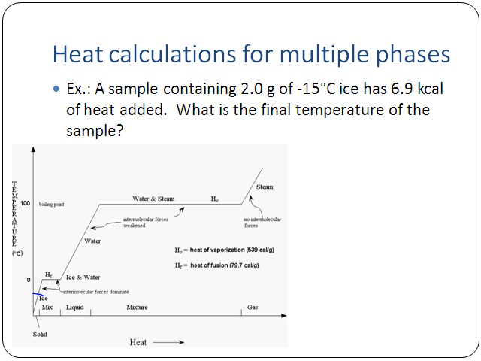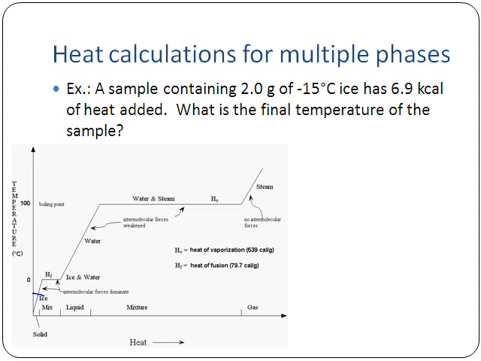And it says we end where? A sample containing 2.0 grams of ice has 6.9 kilocalories of heat added. What's the final temperature? We don't know the final temperature. We don't know where this ends up. And so as a result, we're going to have to see how much energy it takes on each of the sections. And then once we've found how much energy on each of the sections, we're going to find how far we have to go to use up all our energy.